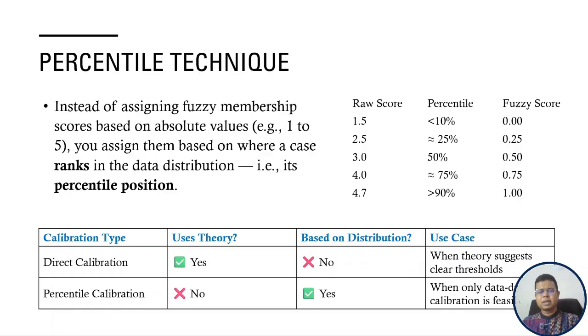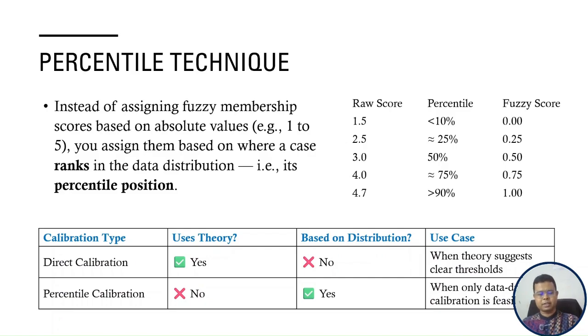In some cases, you will find less than 10% is fully out, greater than 90% is fully in, and 50% is the crossover point, right? But in our practice session, we will consider 5% as fully out, 50% as the crossover point, and 95% as fully in. So based on the percentile technique, we will do the calibration process.